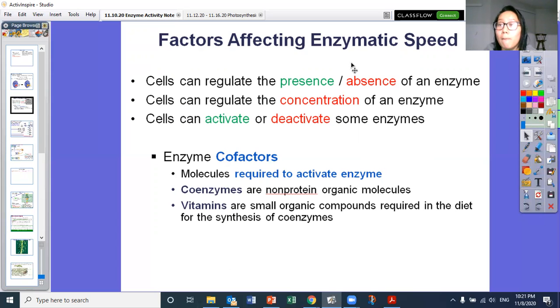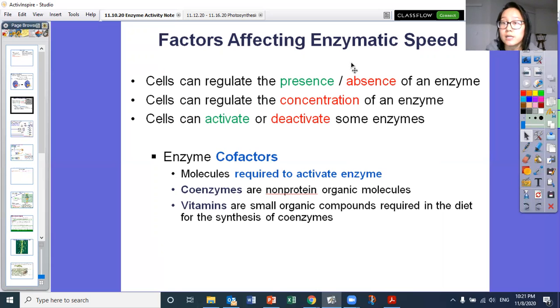So again, how much output they make of an enzyme affects how fast a reaction will happen that is impacted by the enzyme. If there's a lot of them, there's more likelihood that the substrate will encounter the enzyme. And then cells also have the ability to activate or deactivate some enzymes. Like I just said in the previous slide, we talked about cofactors, right? And cofactors basically can be like on and off switches, right?